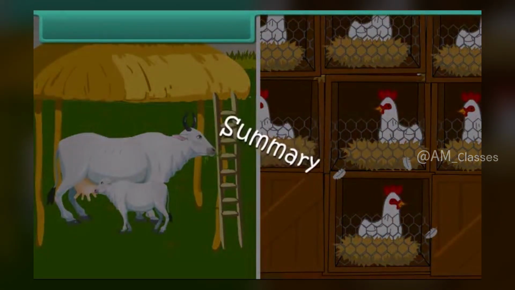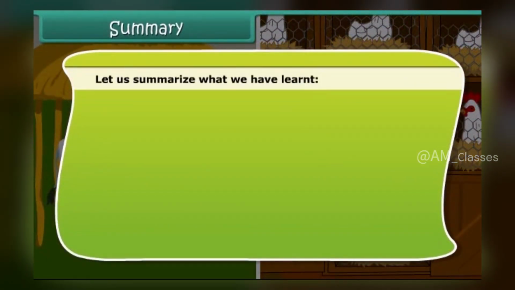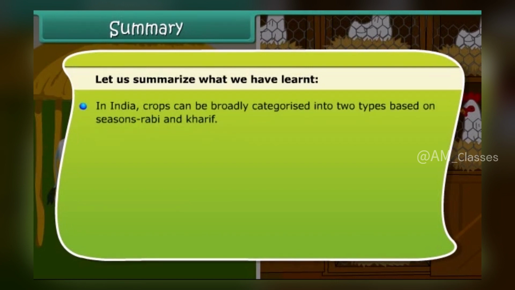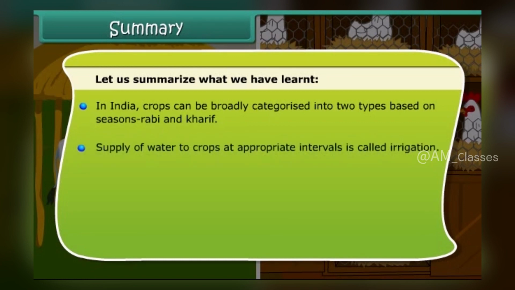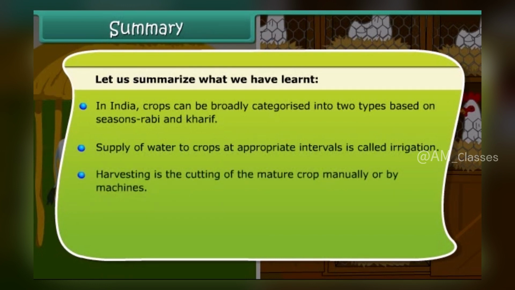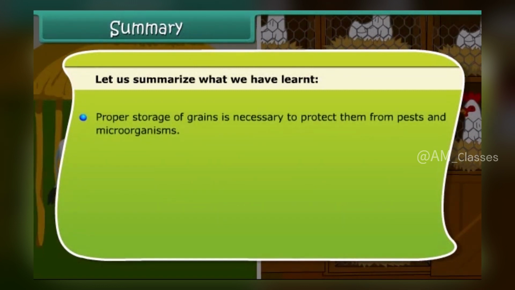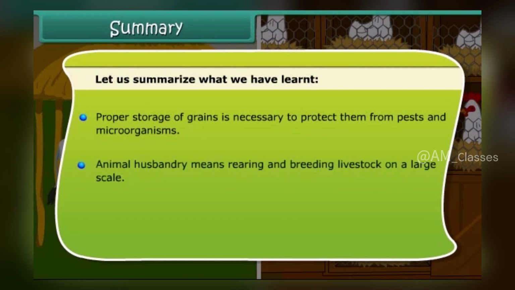Summary. Now friends, let us summarize what we have learned so far. In India, crops can be broadly categorized into two types based on the seasons they are grown in: Rabi and Kharif. Supply of water to crops at appropriate intervals is called irrigation. Harvesting is the cutting of the mature crop manually or by machines. Separation of the grains from the chaff is called threshing. Proper storage of grains is necessary to protect them from pests and microorganisms. Animal husbandry means rearing and breeding livestock on a large scale.